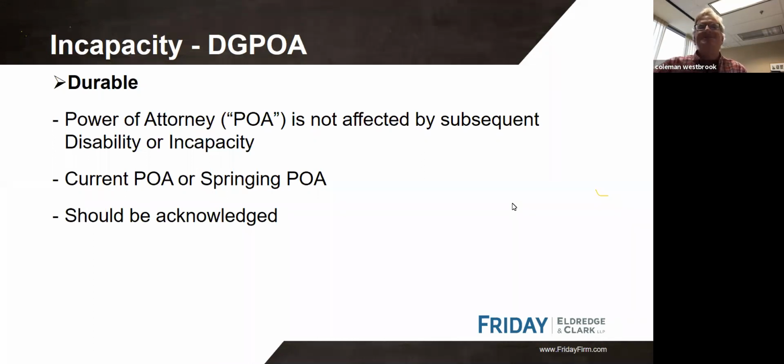So there are two different versions of a general durable power of attorney. Typically these are documents with formalities, and they are to be acknowledged, which typically means a notary has to approve your signature. So, next slide.